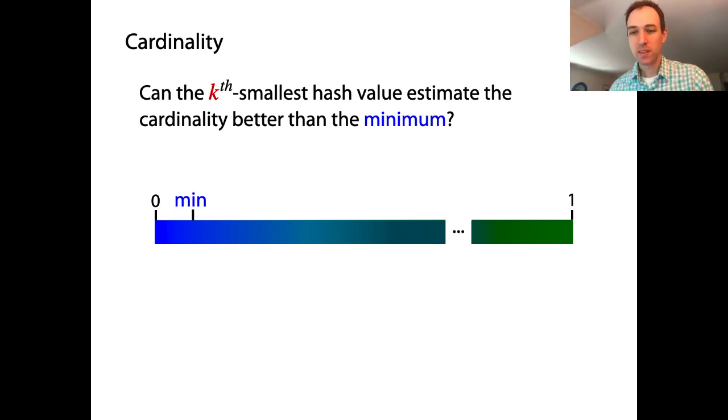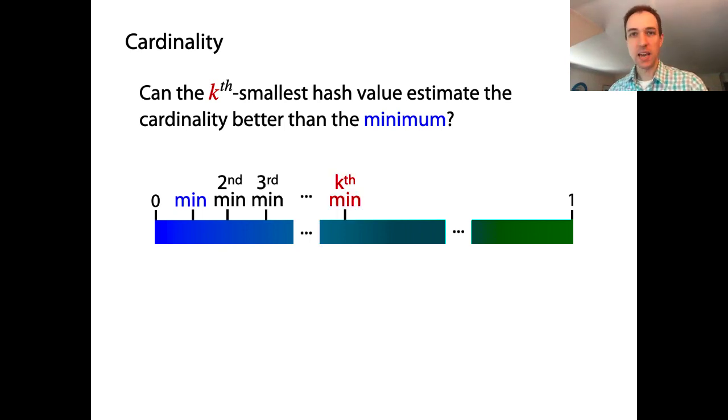taking the minimum. So just to visualize this, here again is my range of hash values 0 up to 1, and let's say the minimum is right here. Well, maybe the second minimum is there, and maybe the third minimum is there, and then dot, dot, dot, maybe the kth minimum is there.